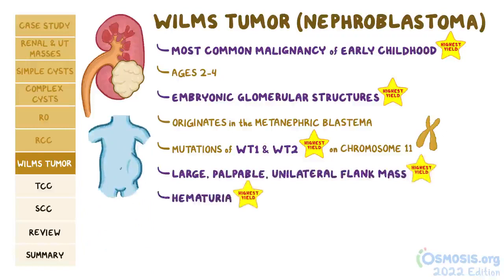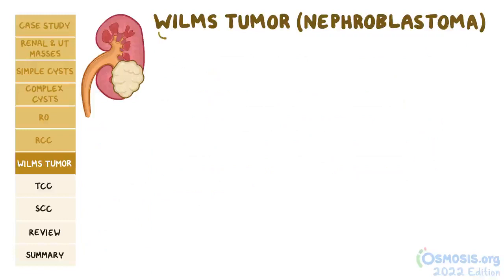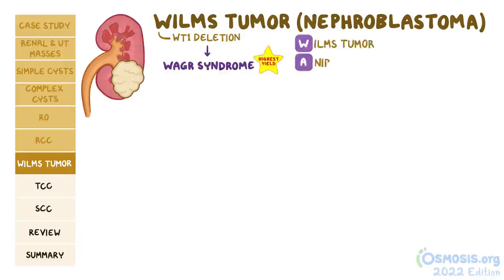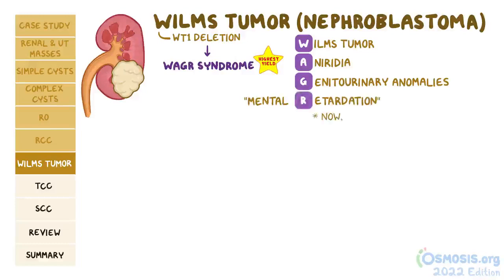Wilms tumor can be a part of several syndromes. If there's WT1 deletion, then we get WAGR syndrome, where W stands for Wilms tumor, A for aniridia, meaning the lack of iris, G for genitourinary anomalies like ambiguous genitalia, and R, which is the outdated term for mental retardation, which is now called intellectual disability.